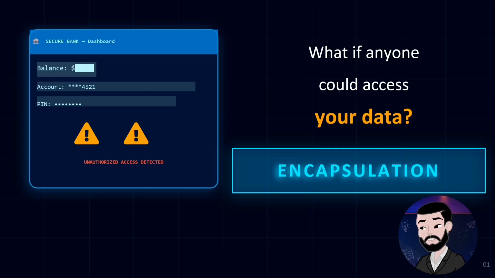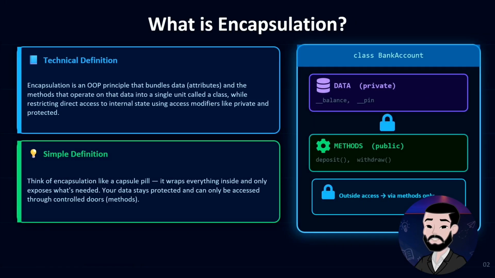The answer is a very important concept in object-oriented programming. Encapsulation. In simple words, encapsulation means wrapping data and the methods that work on that data into a single unit. At the same time, it also restricts direct access to sensitive information. Think of it like a protective layer around your data. In programming, this is usually achieved using classes and access modifiers. And because of encapsulation, we can control how data is accessed and modified.